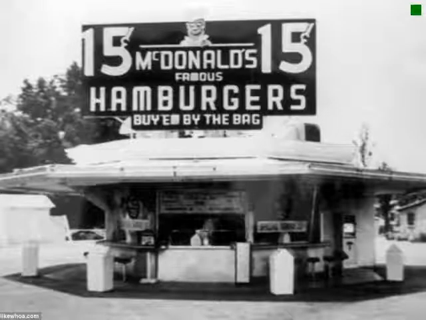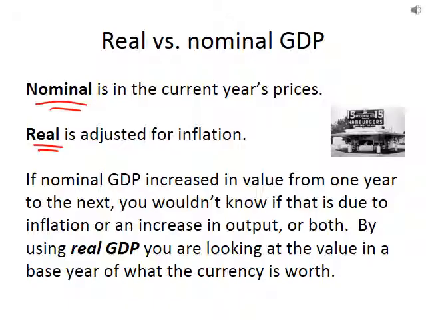And just to give you, anyway, we'll talk about prices and real GDP and nominal GDP, but just a bit of a picture of the past of how cheap things once were. So this leads us to the real versus nominal GDP. Nominal is in the current year prices, and real is adjusted for inflation. We'll make this clearer in a minute.